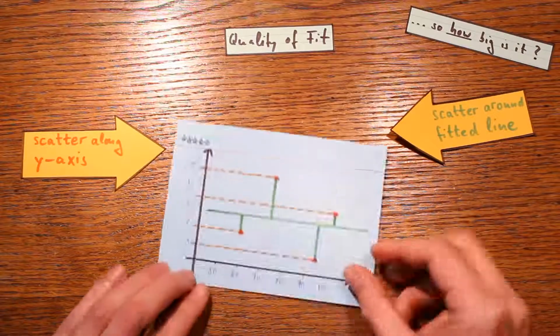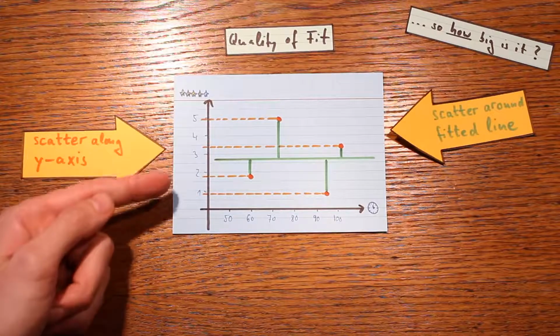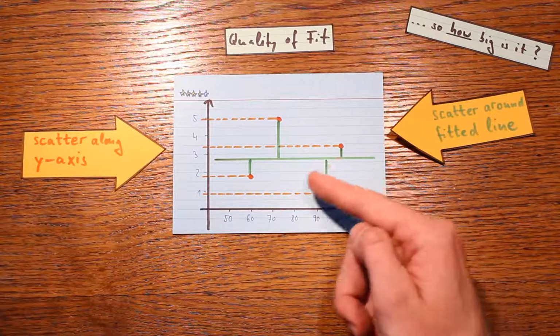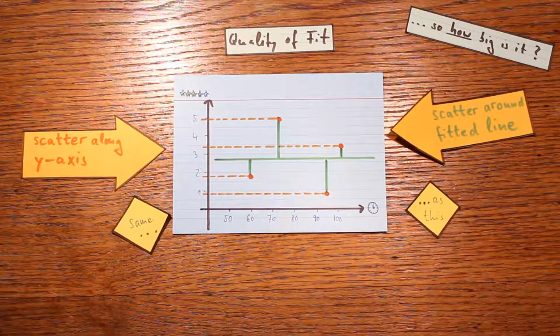In this third case, the fitted line actually turns out to be straight. So what this means for the data is that the scatter along the y-axis and the scatter around the fitted line, they are actually exactly equal. And in this case the correlation coefficient is exactly 0.